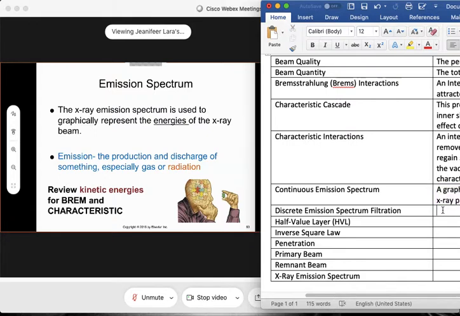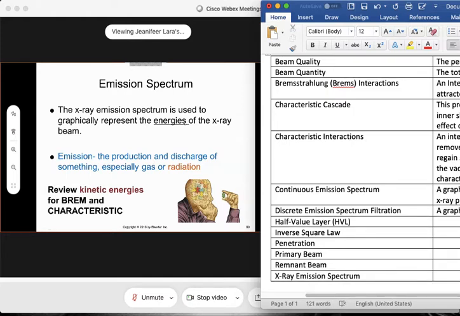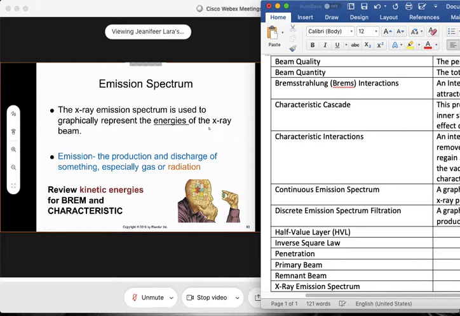So let's go back and review just a little bit. When we think about the emission spectrum, it's used to graph and represent the energies of the X-ray beam. But energies is also going to be in reference, because energies would tell us, like the Red Bull, right? The power of the photon. But it's also going to tell us how many photons are there.